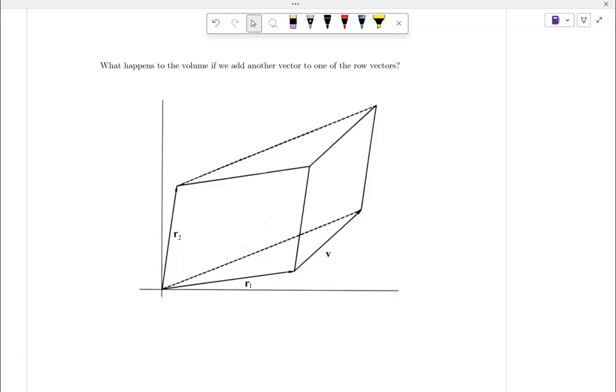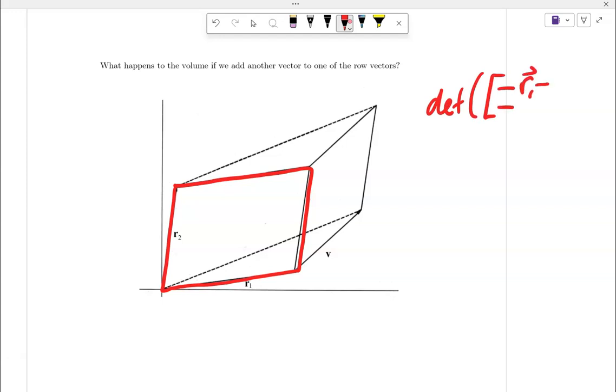Okay, so the original picture is this one I'm going to outline in red. Here's your original one. This is the one I have in red, and I'll actually write it in red. That should be the determinant of the matrix that just has the two rows R1 and R2. So the one I have in red there, that's why that is drawn out in red.